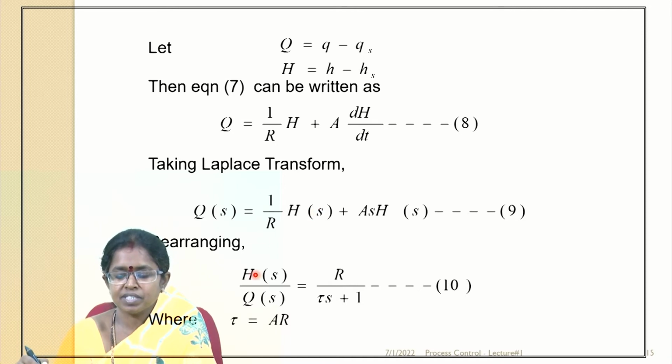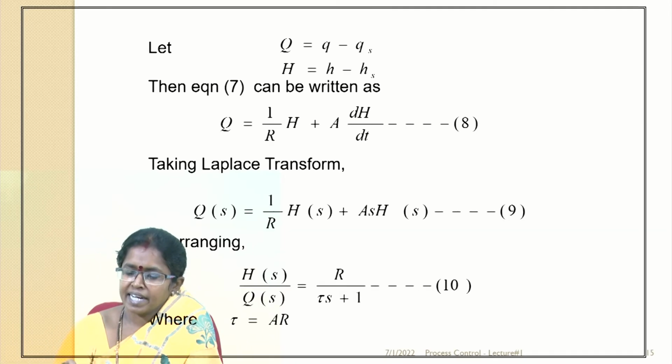What is the meaning of transfer function? Laplace transform of the output variable. What is your output variable? That is your process variable, the level in the tank, divided by the Laplace transform of the input variable. What is your input variable here? The input variable is the inlet flow rate Q of S. So H of S by Q of S is equal to R divided by tau S plus 1, where R is the hydraulic resistance, which is constant, and tau is the time constant of the system, right? How fast the system reacts. The tau determines how fast the system reacts. When the time constant is smaller, the response of the system will be faster and vice versa.